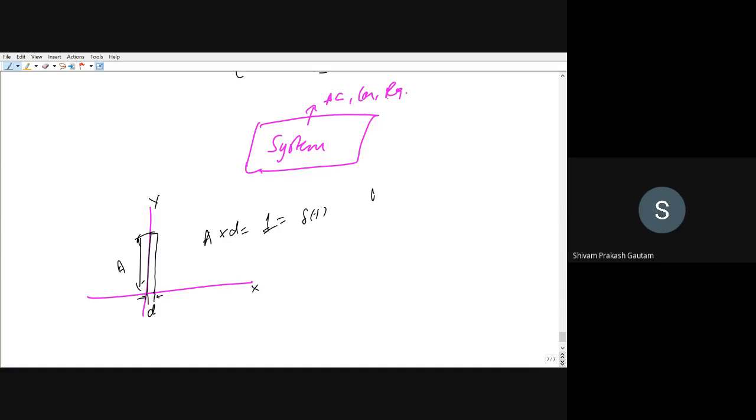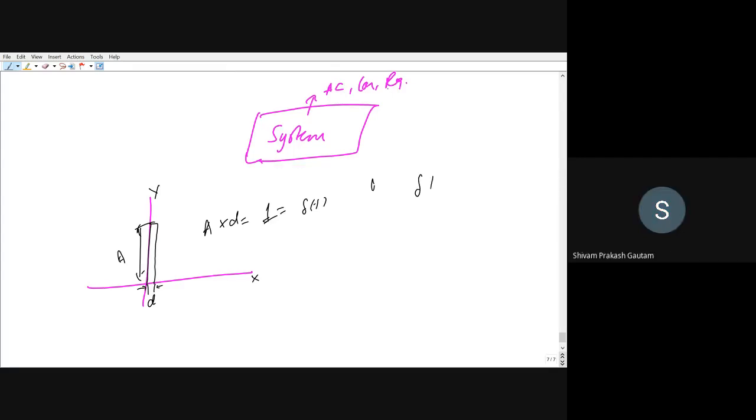Means as the area is equal to 1, so delta t value will be 1. Do not get confused with area and all. You just assume that delta t is equal to 1. And the Laplace transform of delta t is also equal to 1.